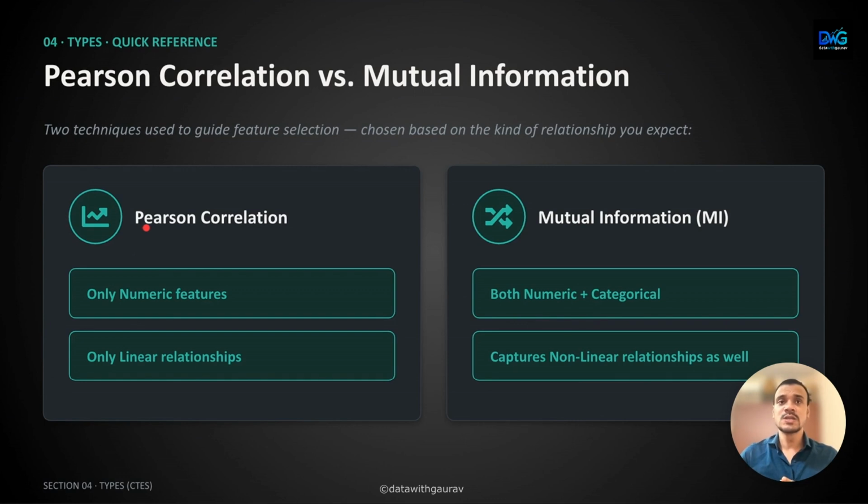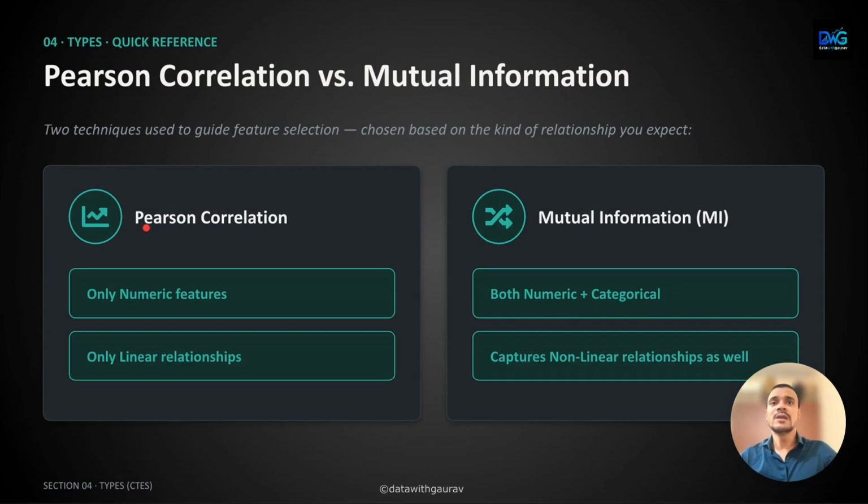Pearson correlation is used when we are working with numerical features. It measures the strength and direction of linear relationship between feature and the target variable. In other words, if two variables increase or decrease together in a straight line pattern, Pearson correlation does a good job of capturing that relationship.